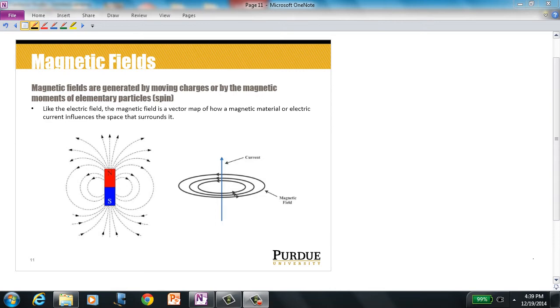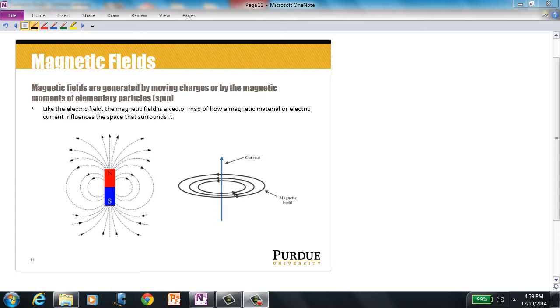When electrons move, or when current flows, which is just the movement of electrons, a magnetic field is generated around the current flow. And this is the basis for the device known as the electromagnet. The magnetic field in this case is oriented in concentric circles around the current flow, and its strength decreases inversely with the distance from the current flow.